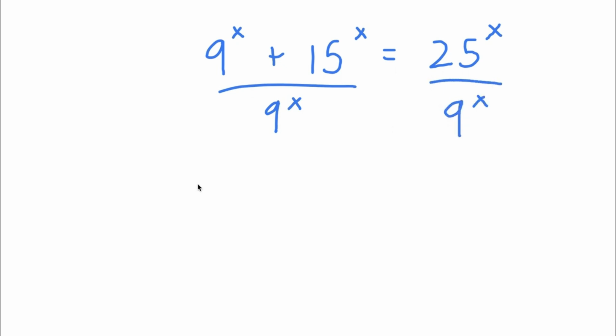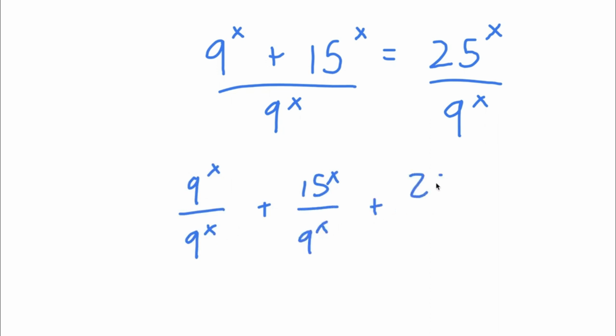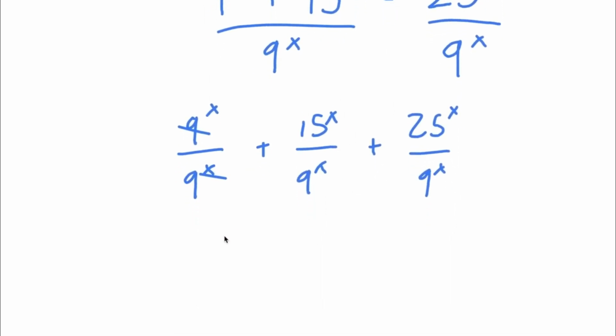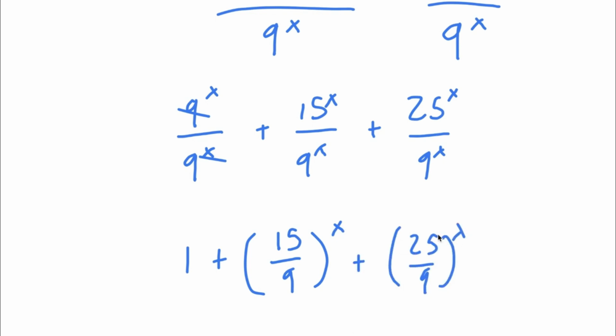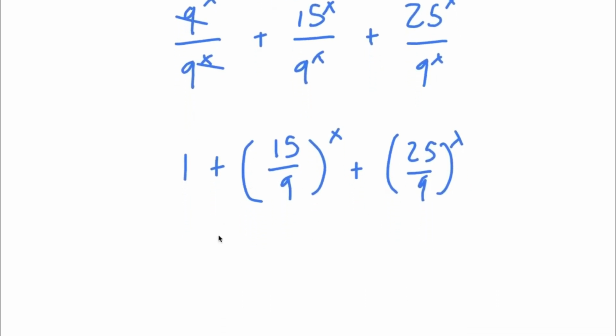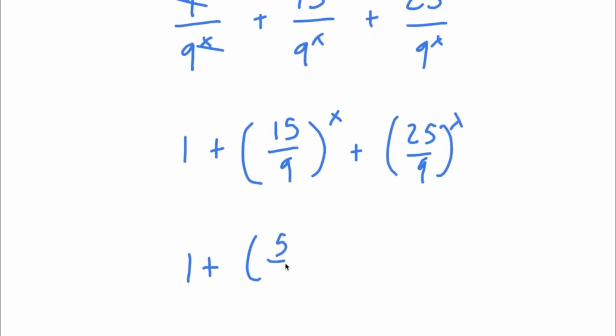So now I have 9 to the power of x over 9 to the power of x plus 15 to the power of x over 9 to the power of x equals 25 to the power of x over 9 to the power of x. Now these two are going to cancel out, 9 to the power of x, 9 to the power of x, so I'm going to have 1 plus 15 over 9 to the power of x plus 25 over 9 to the power of x. Now 15 over 9, that's going to simplify to 5 over 3. And 25, that's the same thing as 5 squared, and 9, that's the same thing as 3 squared.